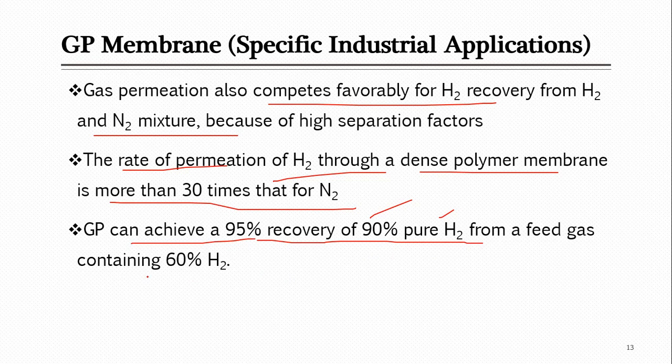While on the feed side, if it was initially 60% hydrogen, you can consider there will be 60 moles of hydrogen and 40 moles of nitrogen. So out of these 60, 95%, that is 0.95 of this 60, is passed on to the permeate side. Only 5% will be left on the feed side, that will be part of the retentate. And because nitrogen permeability is very small, it will be left on the retentate side.